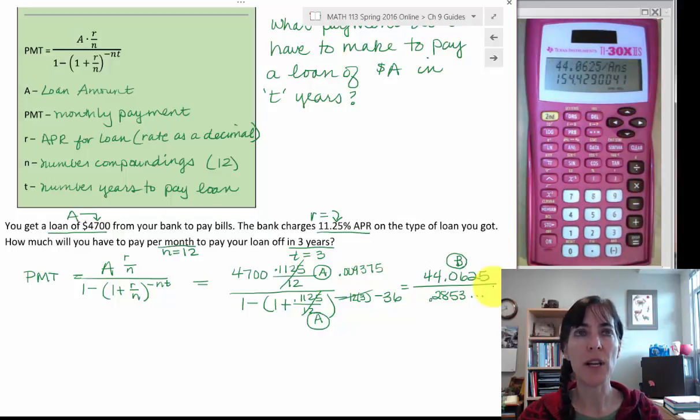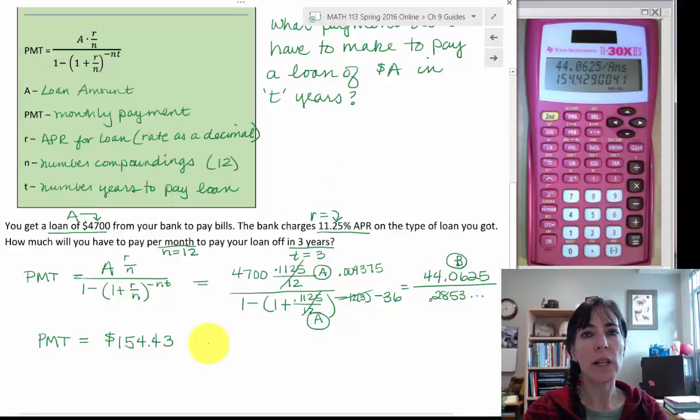answer equals. Well, when I solved this formula, I was solving for the payment, and my payment turns out to be $154.43, because I had to round because of the 9 sitting there later. So $154.43 per month.